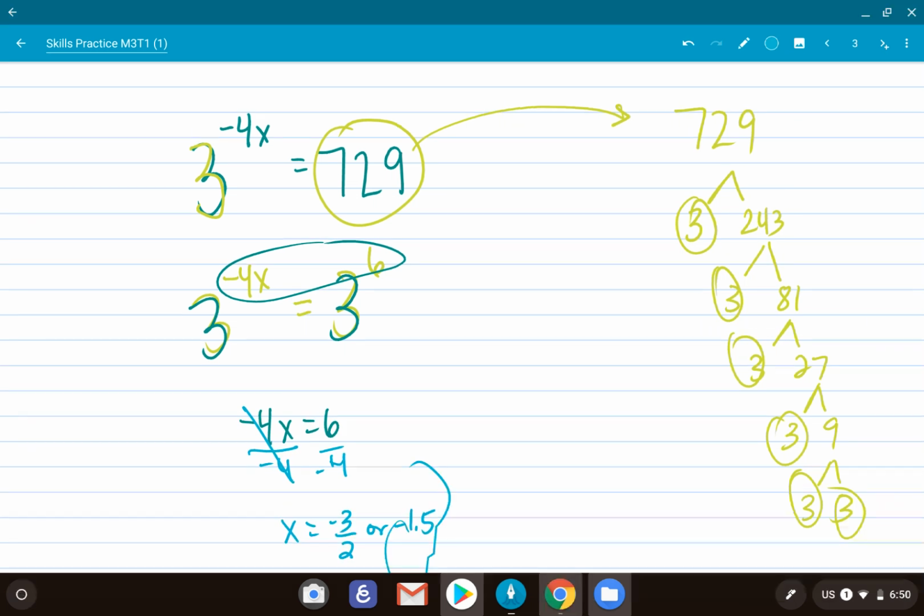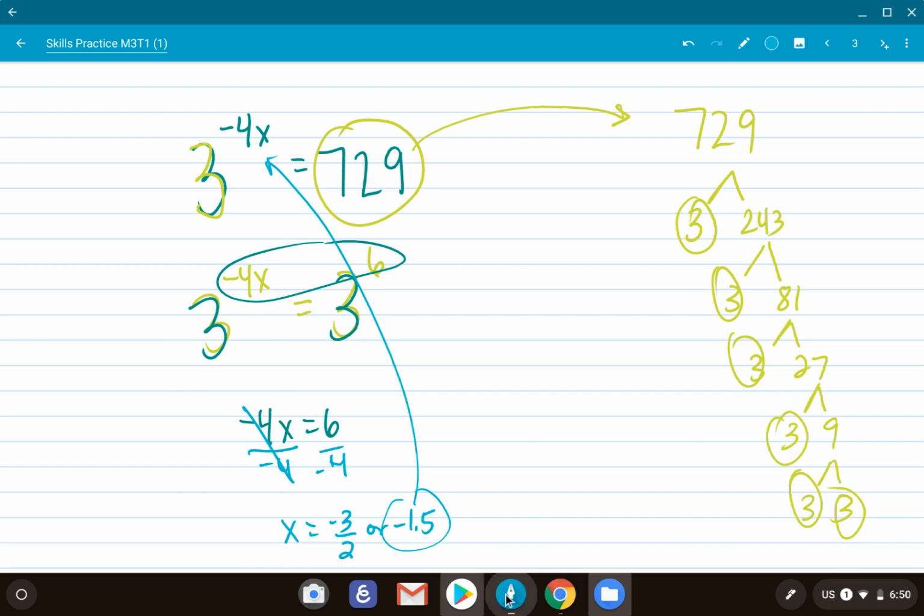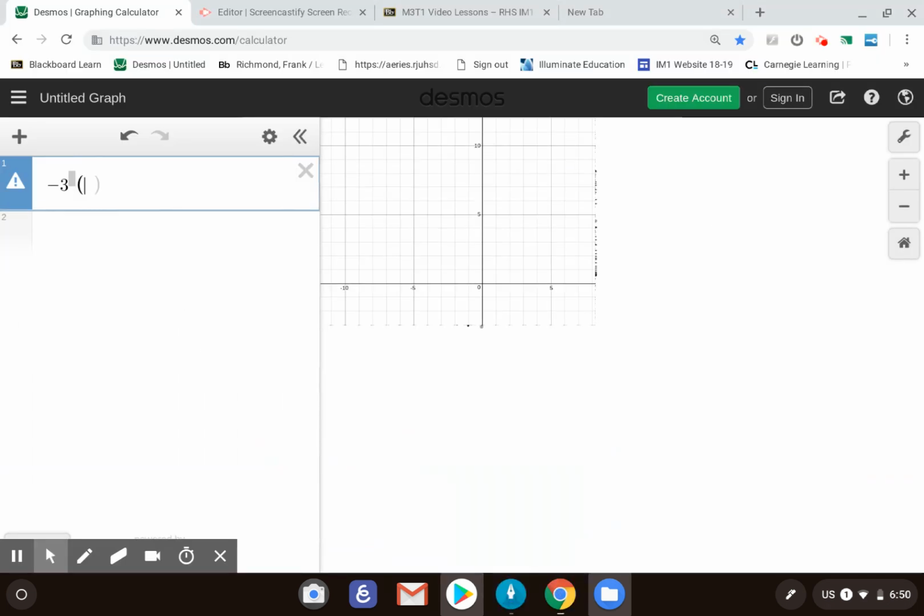I'm going to take this value, and I'm just going to substitute it in for the x and verify that it really does equal 729. Negative 4 times negative 1.5. And it does equal 729, so I know I got the right value for x in that case.